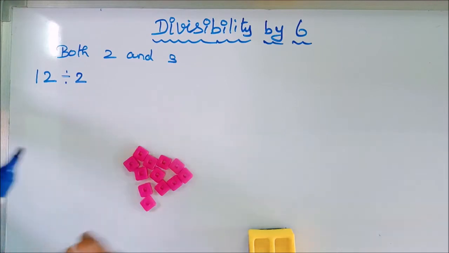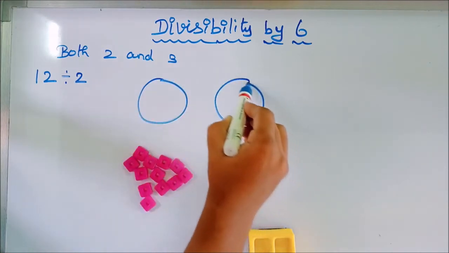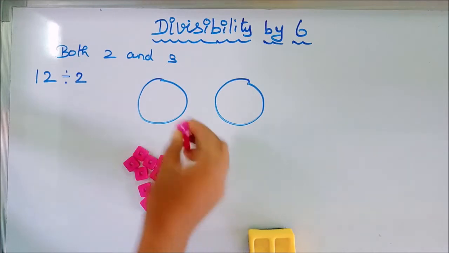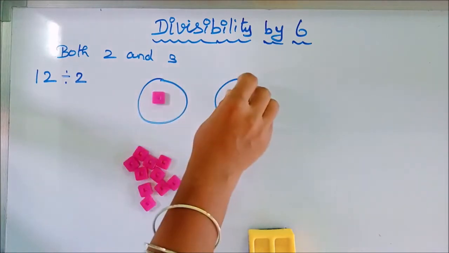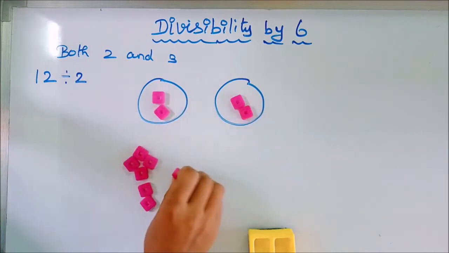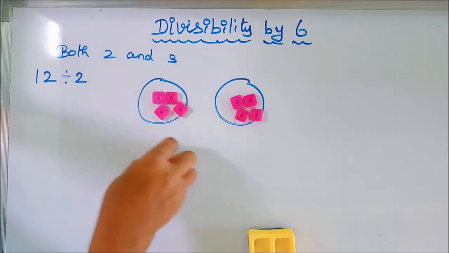Okay. Let us check. For that, you have to divide these 12 shapes into 2 equal parts. So first you have to take two shapes and give one to each set. Give one to each set. Similarly, you have to divide the 12 pieces.